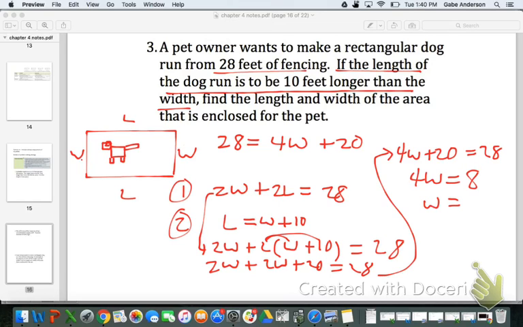So the width is equal to, wow, doesn't it seem kind of skinny to you? A 2-foot wide dog run? It doesn't have much room to roam. Yeah, hopefully it's a small dog. So if W is 2, what is L?